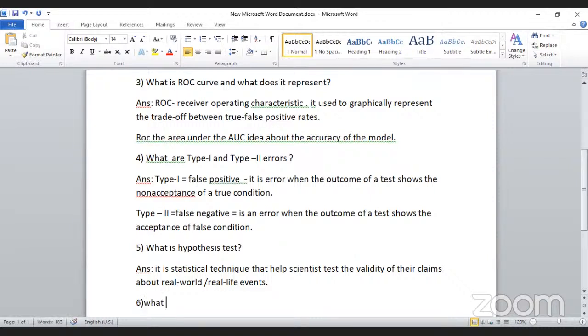Sixth question is, what is entropy in machine learning?